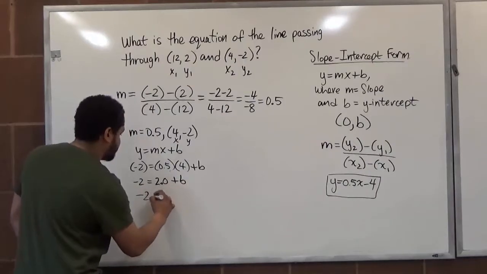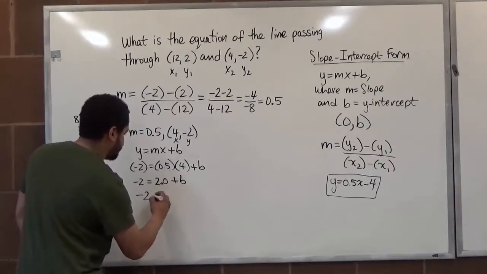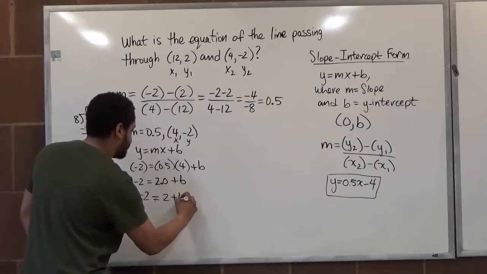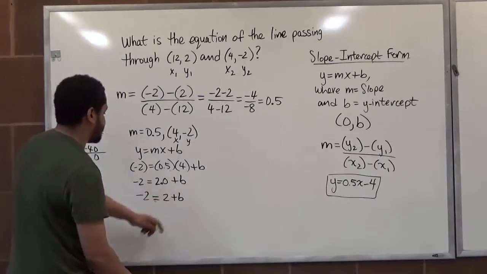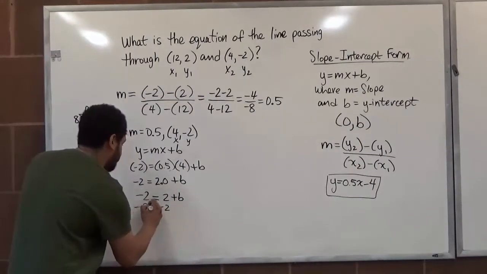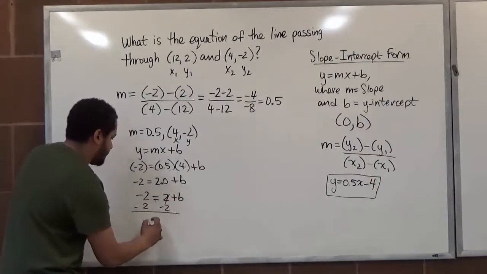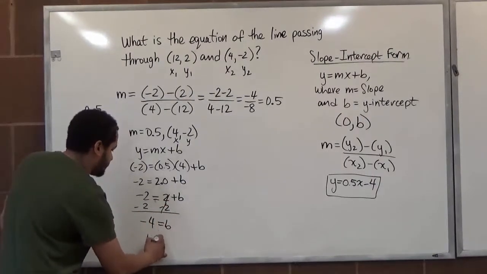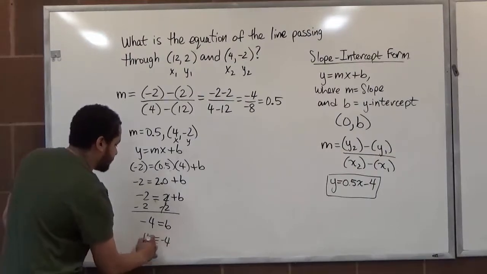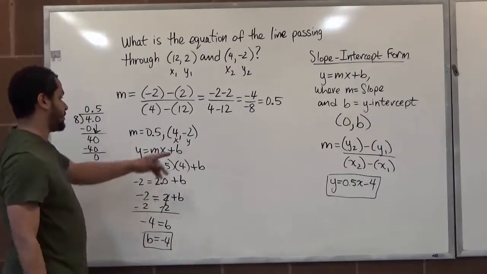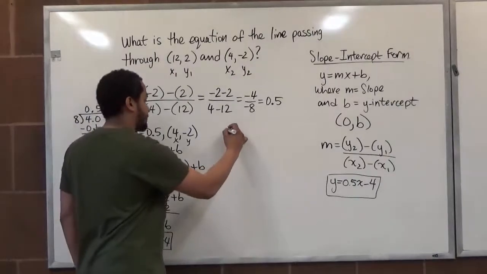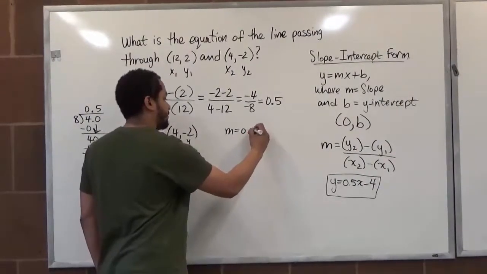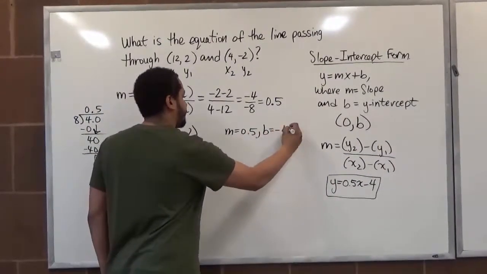So here we have -2 = 2 + b. We're going to subtract 2 from both sides to isolate our b. This cancels out, and here we have -4 = b. So our b is equivalent to -4, and that's our y-intercept. So in slope-intercept form, we have y = mx + b, where m = 0.5, and b = -4 again.